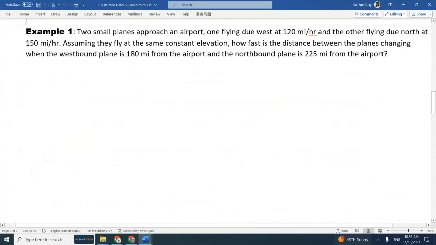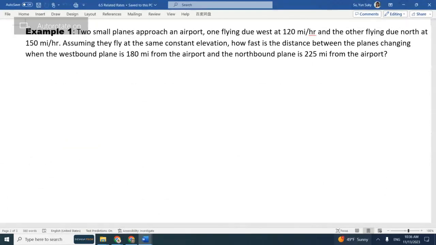So two small planes approach an airport. One flying due west at 120 miles per hour, the other flying due north at 150 miles per hour. So let's say here we have the airport, and we have one plane flying west.